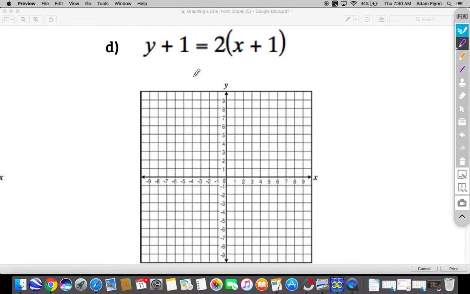Okay, y plus 1 equals 2 times x plus 1. So I'll first distribute that 2, and that'll leave me with y plus 1 equals 2x plus 2. From there, to get the y by itself, I've got plus 1, so I will subtract 1 from both sides.